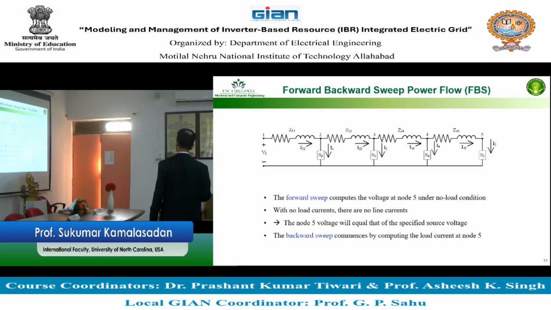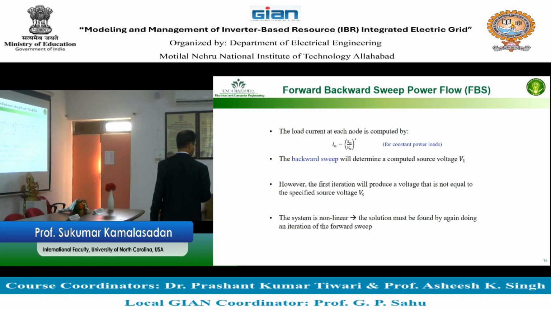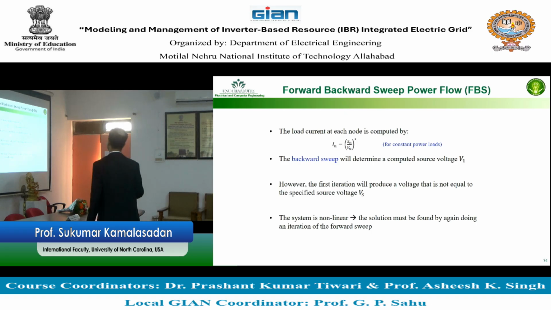So on the forward sweep, you compute the voltage at node 5 under no load condition. With no load current, there is no line current, nothing is flowing. Then in the backward sweep, you commence computing the load current at that node from the voltage, so you know the voltage, you can calculate the current, and then you go backwards. To calculate the load current, you use this equation. You know this equation: S equal to V I conjugate.